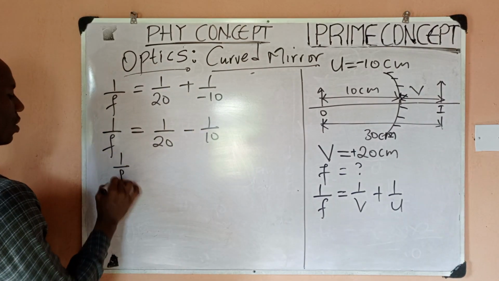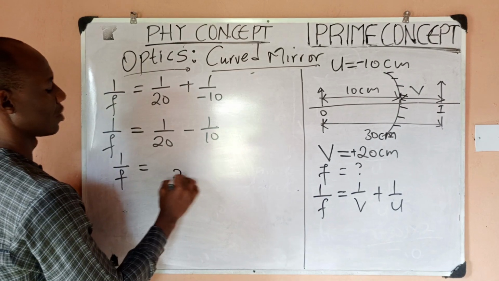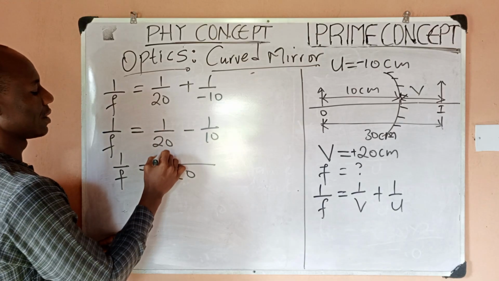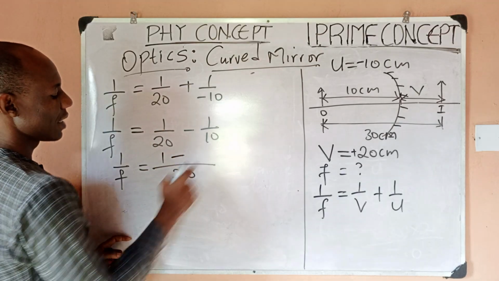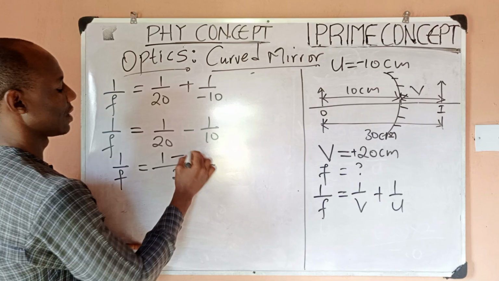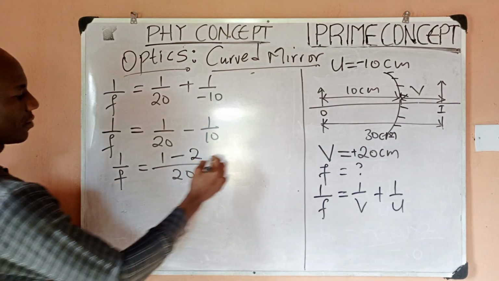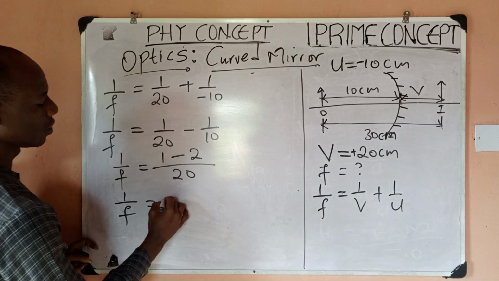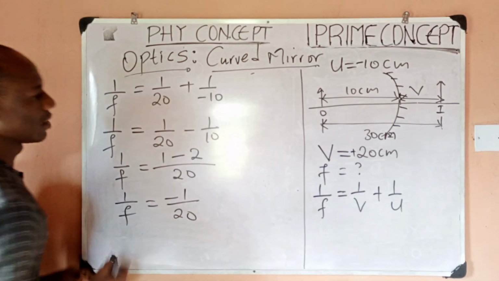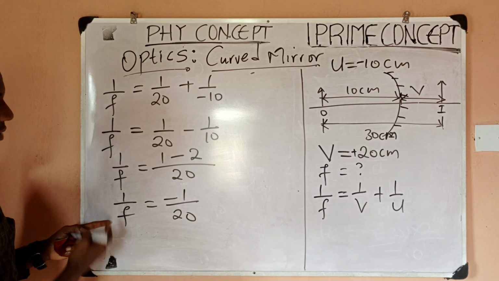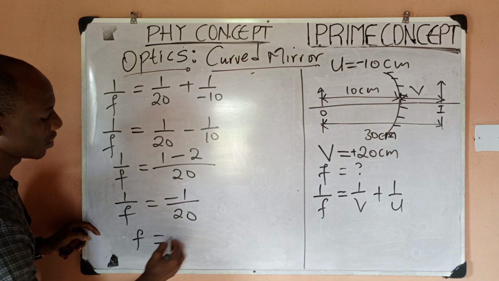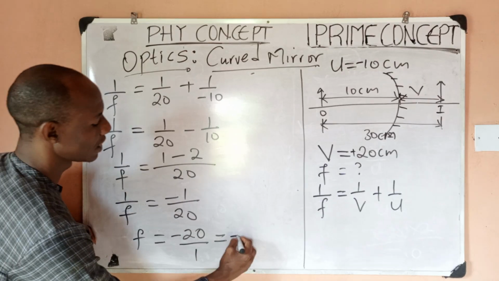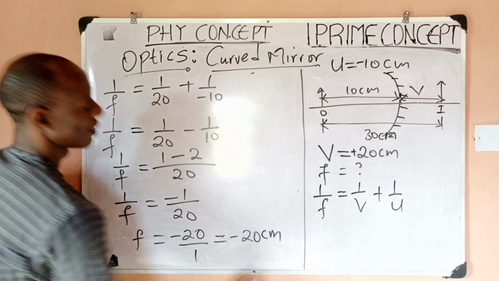So 1 by F is equal to, my LCM here is 20. So 20 in 20 is 1, 1 times 1 is 1. 10 in 20 is 2, 2 times 1 is 2. So what do I have? I have that 1 by F is equal to 1 minus 2, which is minus 1, divided by 20. So I want to find F. So it simply means that my F is going to be minus 20 divided by 1, which you can simply say is minus 20 cm.